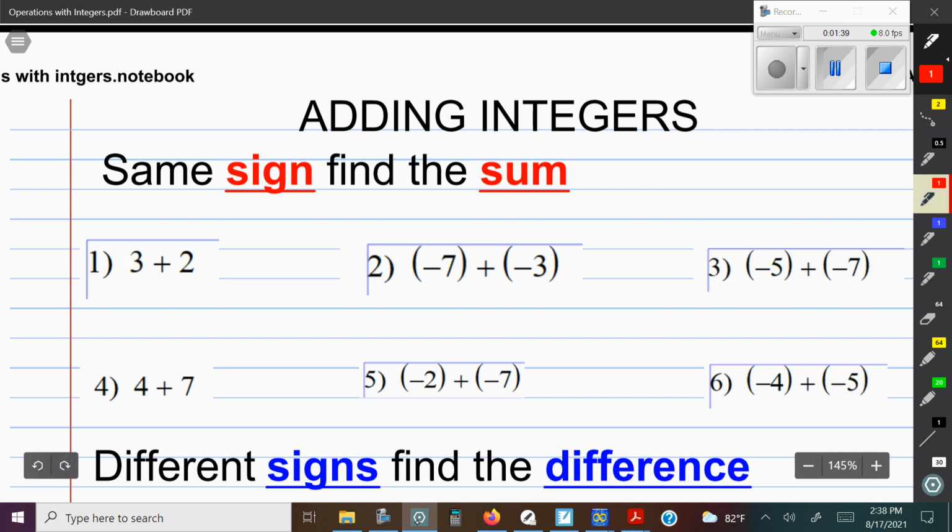All right. Same sign, find the sum. So here you got a positive 3 and a positive 2. The 2 has a plus in front of it, but also the 3 is positive as well. And this is just like you always know, 3 plus 2 is 5.